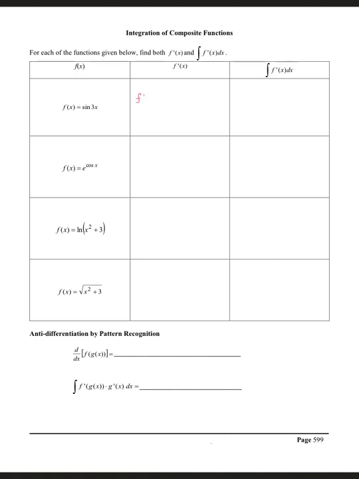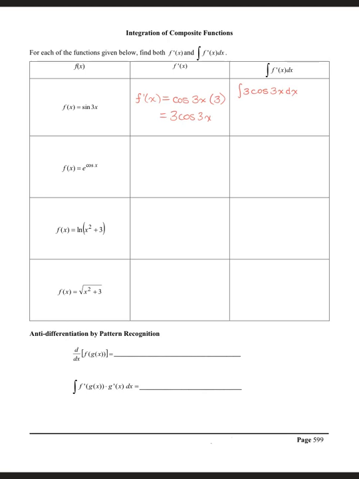So f prime of x, and because we have to do the chain rule here, well, the derivative of sine is cosine. You keep the inside, and then you multiply by the derivative of the inside. Okay, so this turns out to be 3 cosine of 3x. Okay, so to integrate this, we want to integrate 3 cosine of 3x dx.